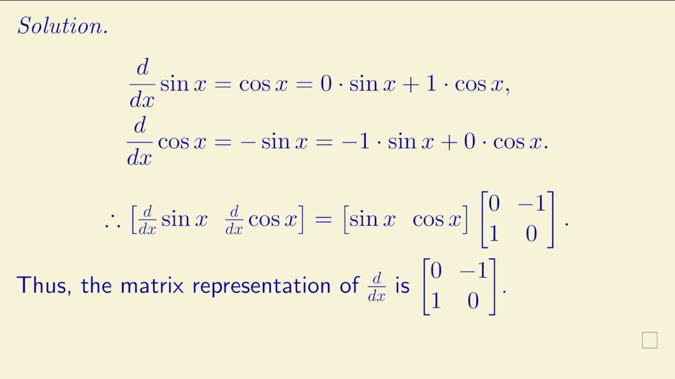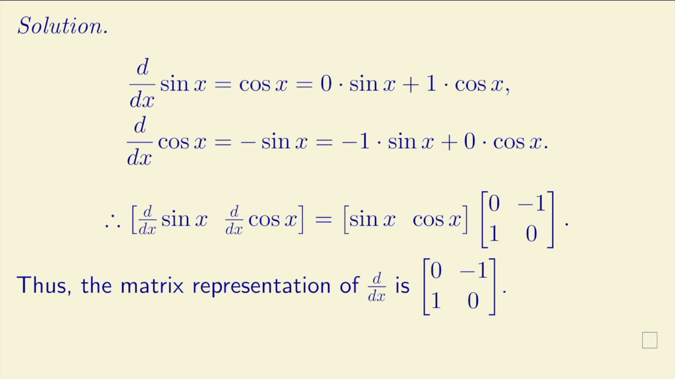Perfect. The coefficients 0 and 1 form the first column of our matrix. Now, for the second basis vector, v2 equals cos x, what's its derivative? The derivative of cos x is negative sin x.